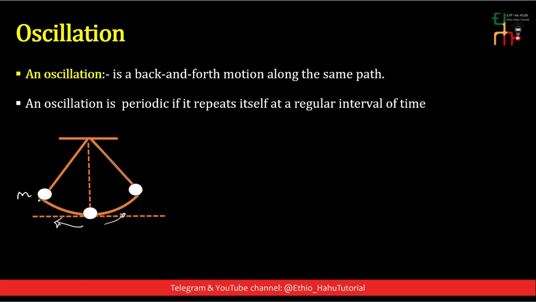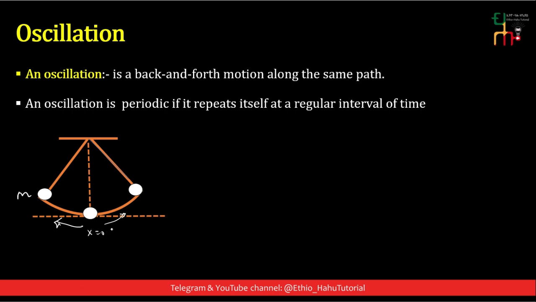When this ball is released from this point, it moves towards its equilibrium position, passes the lowest point of motion and reaches this point. And when it reaches this point, again it comes back to this point and then back to this point. By this, it performs back and forth motion, or a to and fro motion, along the same path.